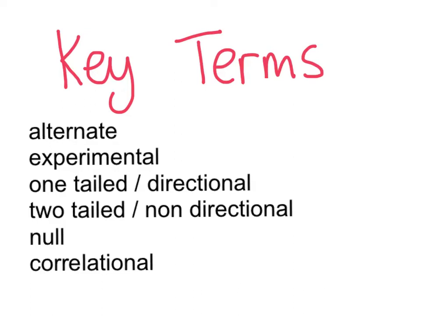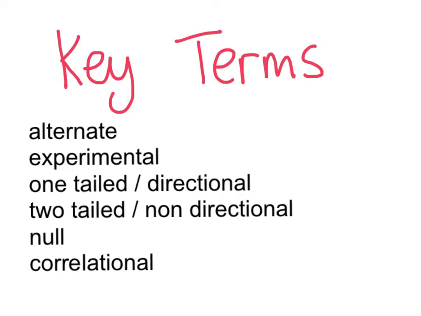The alternate or the experimental hypothesis is basically the same thing. It's your prediction of what you think will happen whenever you manipulate the independent variables. So what effect do you think it will have on your dependent variable? Your one-tailed or directional hypothesis means that you will predict what direction the effect or the difference will be in. And two-tailed or non-directional just means that you say that there will be an effect, but you don't say in which direction the effect will be.